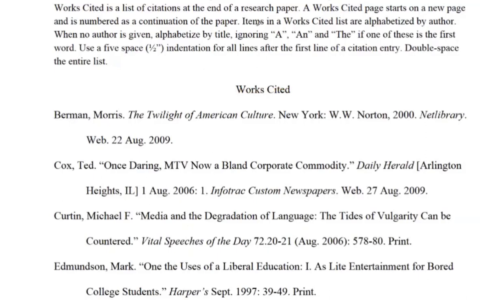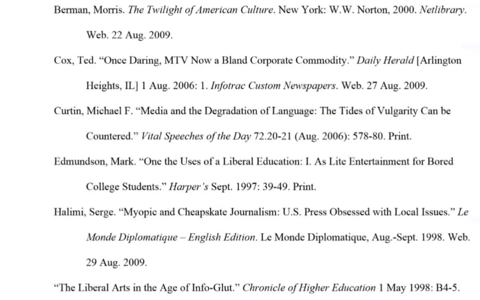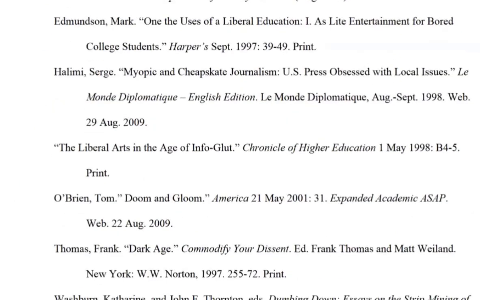So this works cited is arranged not randomly, but alphabetized by author. If you don't have an author, then you have to use the title. You ignore a, an, and the, okay, and you indent them. So here we have our example. Berman, Cox, Curtin, Edmondson, and here we have one where there is no author. So we have to go with the title. We ignore the. So we're going with the L in liberal.